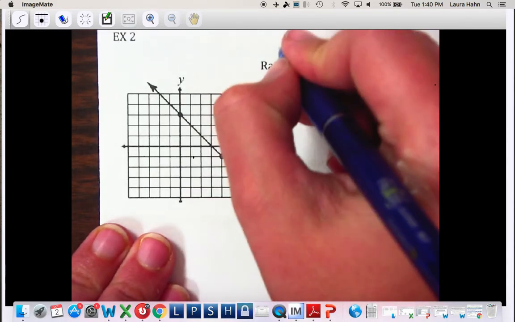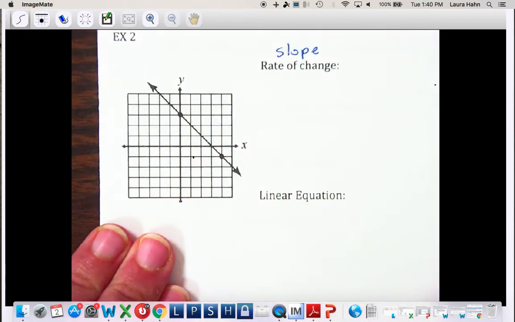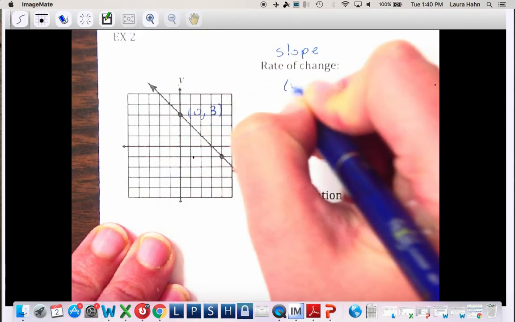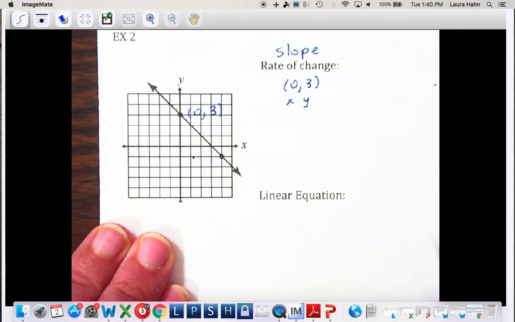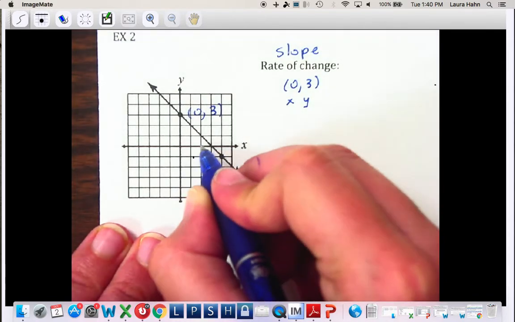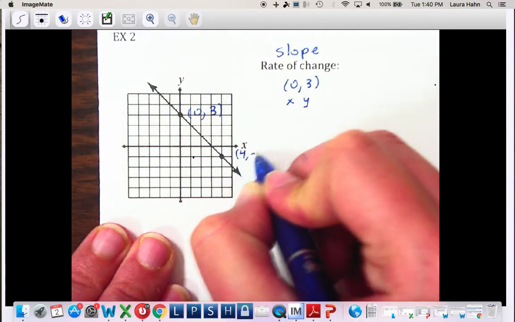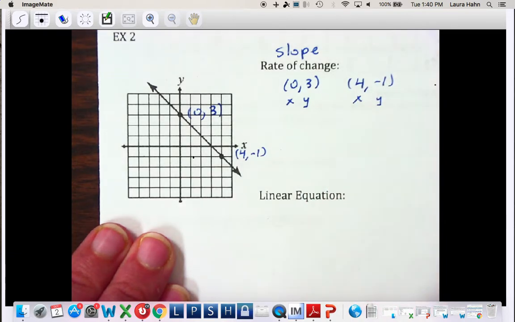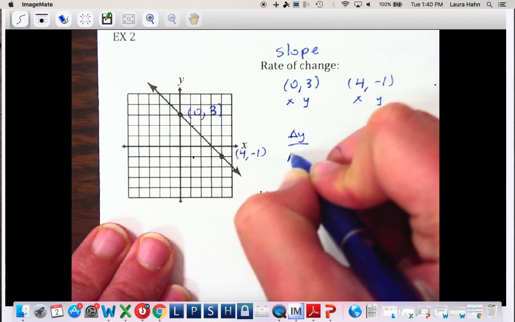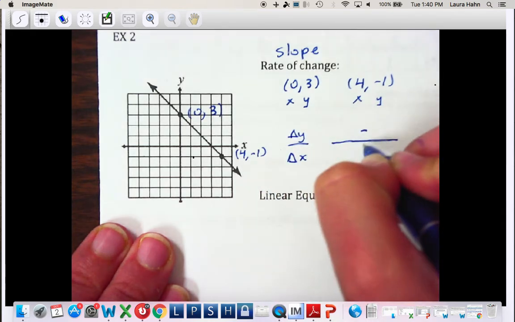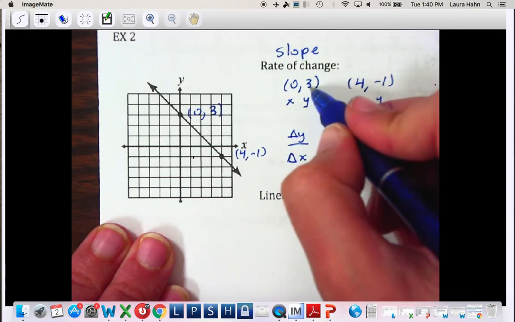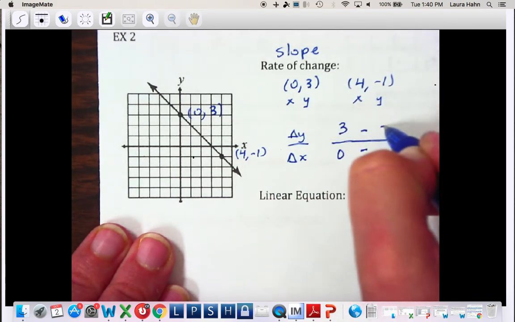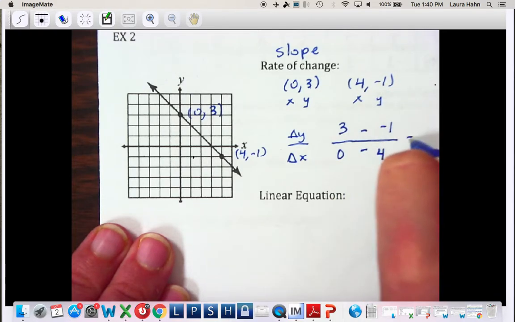Rate of change, slope. We need 2 points. This point is located at 0, 3. My next point is located at 1, 2, 3, 4, so 4, -1. So the change in y divided by the change in x. I start with my fraction bar with a minus on top and bottom. The y rises, so that x has to drop directly below it.